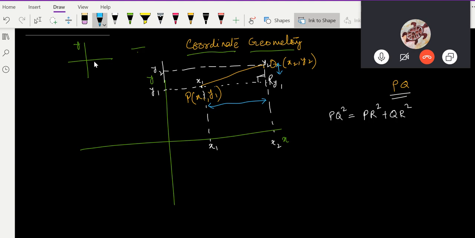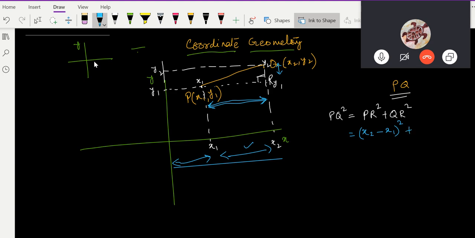So, what is PR squared? What is PR? No, no. How do I calculate this distance? We'll do x2 minus x1. Correct. This distance is the entire distance minus this distance. That gives us this one. So the entire thing is x2, minus this small one, x1. This is PR. And what is QR?